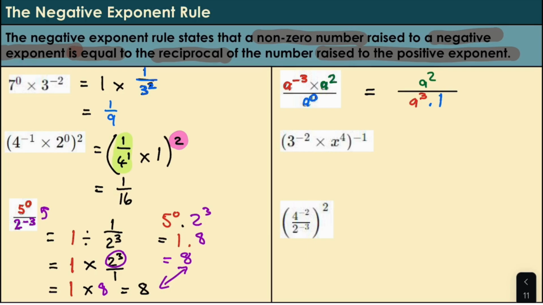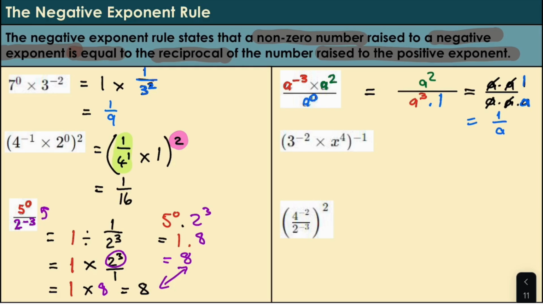Now we simply have a case of a squared over a cubed. A multiplied by a, and a cubed on the bottom is a multiplied by a multiplied by a. We can cancel the a's, and we're left with the 1 on top, 1 over a. There's our 1, there is our a.